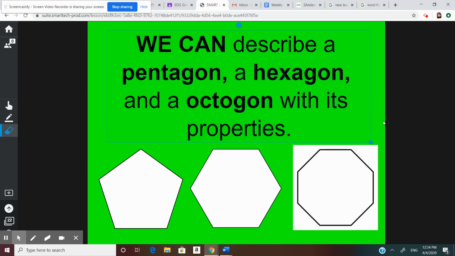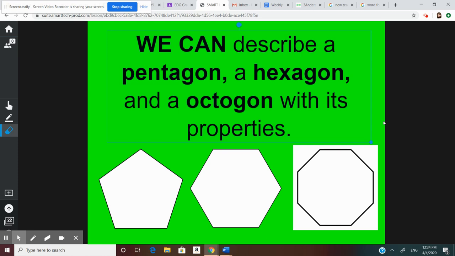So we are going to be moving away from our quadrilaterals and moving on to different figures with different amounts of sides. So if you don't have these items already, you're going to want a pencil, piece of paper, and your geometry packet. So pause the video and go grab those things.